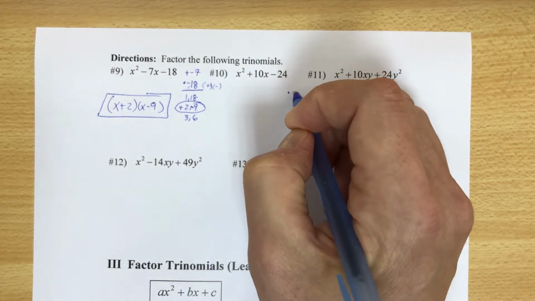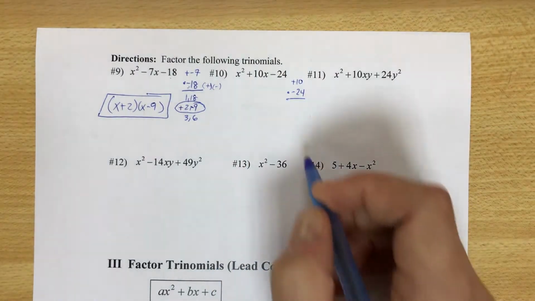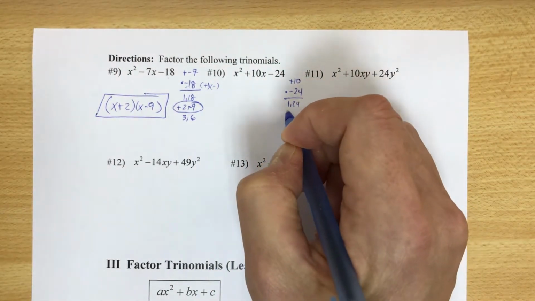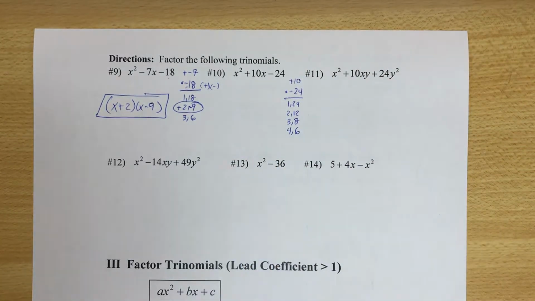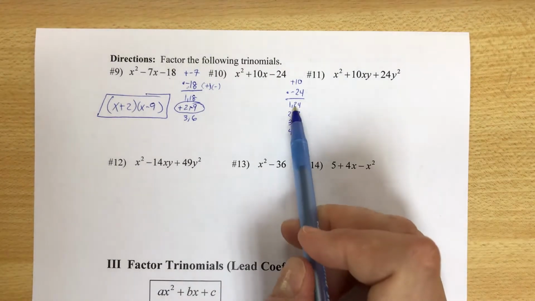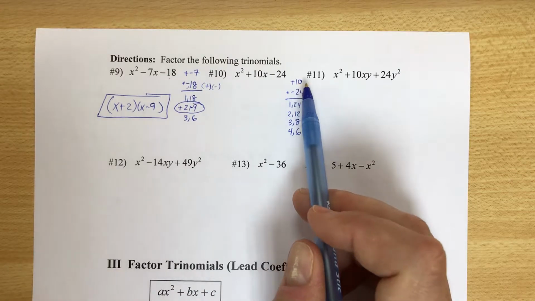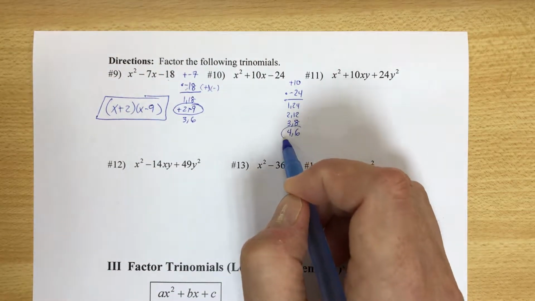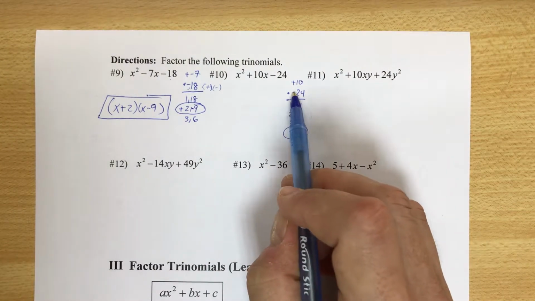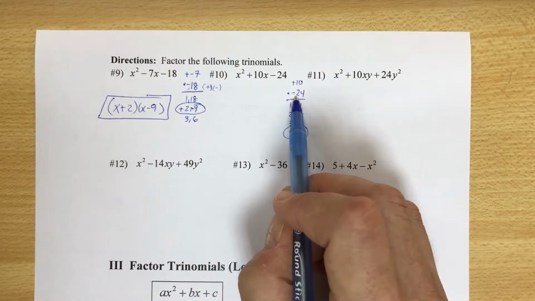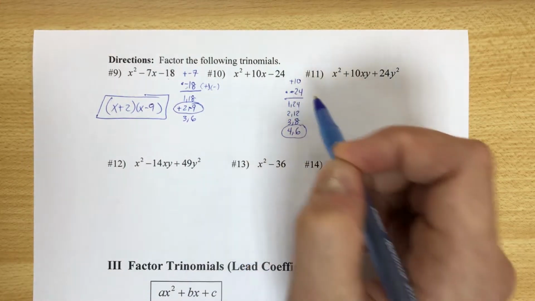So what multiplies to negative 24 and adds up to 10? You got to be careful with this one. 1 times 24, 2 times 12, 3 times 8, 4 times 6. There are a lot of possible factor pairs. It has to add up to positive 10, so you're going to be tempted to say 4 and 6. But there's a problem. It has to multiply to negative 24. That means it must be positive times negative.